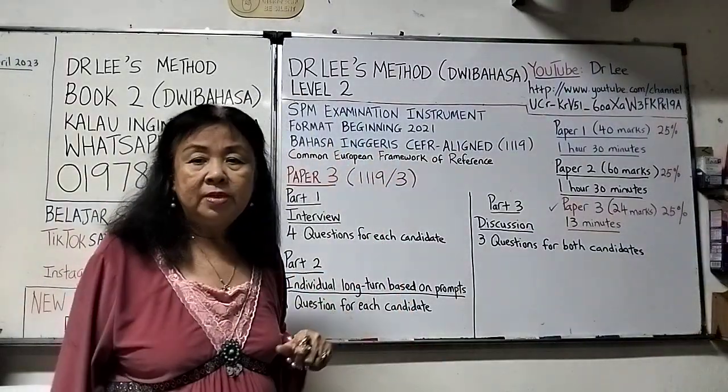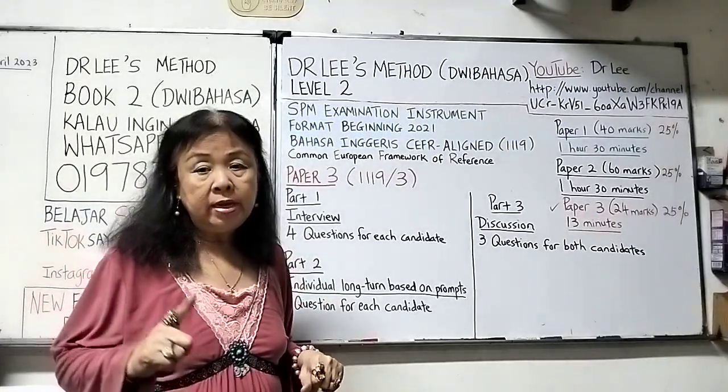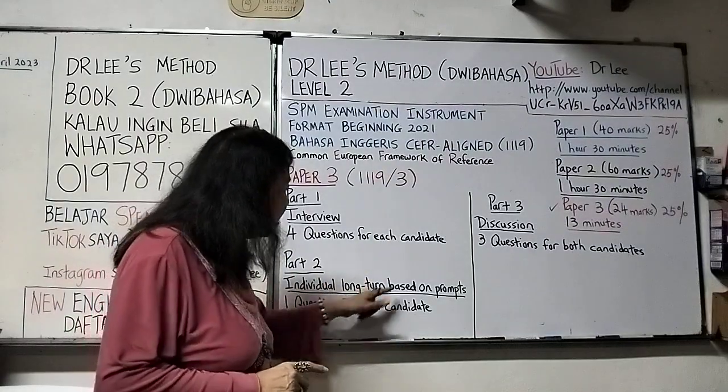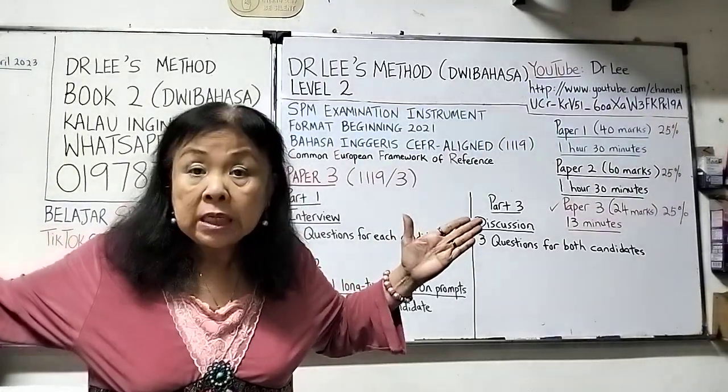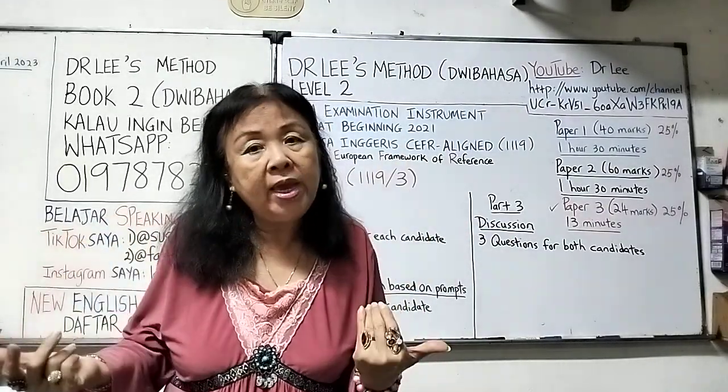Part 2. So you answer 4 questions. Part 2, 1 question only. So part 2 is a longer version. That is why it's called individual long turn based on prompts. Longer. So probably 5 or 6 sentences I feel is okay.